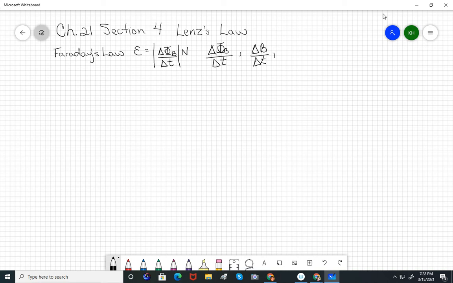You may have a situation where the actual area of the loop is changing. The loop could be getting smaller or larger, or you could have a situation where the angle was changing, and as a result, you're going to have a change in cosine values. But this is all Faraday's law, okay? Just want that to be kind of fresh on your mind. Another thing that we want to review before we start are our right-hand rules.